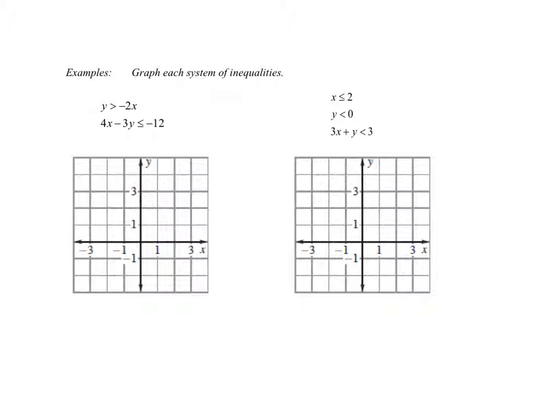So for y is greater than negative 2x, that's in slope-intercept form with a y-intercept of 0. Start at 0, and the slope is negative 2. So we go down 2 to the right 1, or we can go up 2 and to the left 1. It's a dotted line, since there's no equal to.